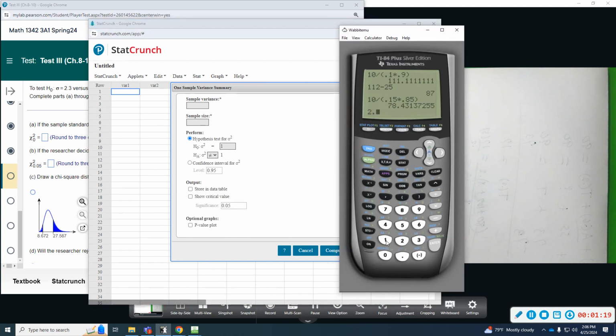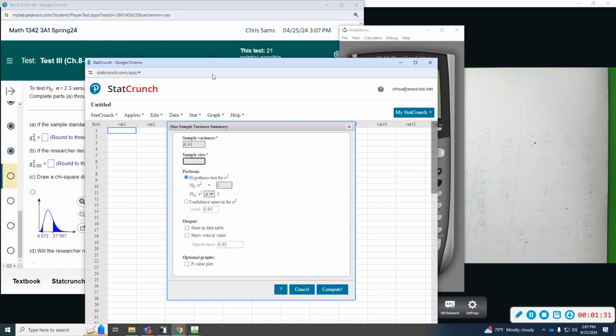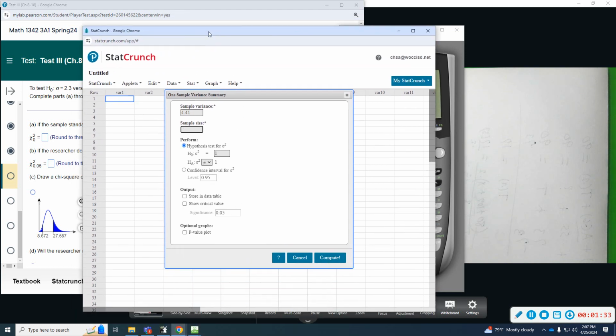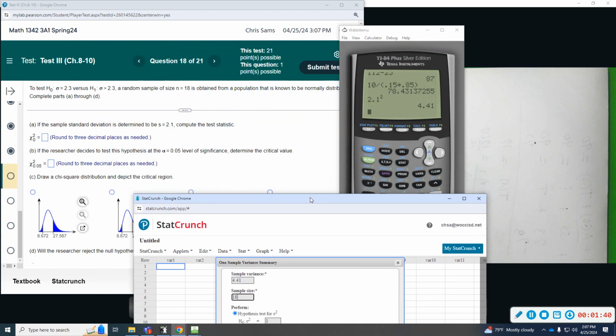So 2.1 squared is 4.41. That's the sample variance, 4.41. All right, the sample size was 18. Now later on down here, it tells me the researcher decides to test at the alpha equals 0.05 level of significance.